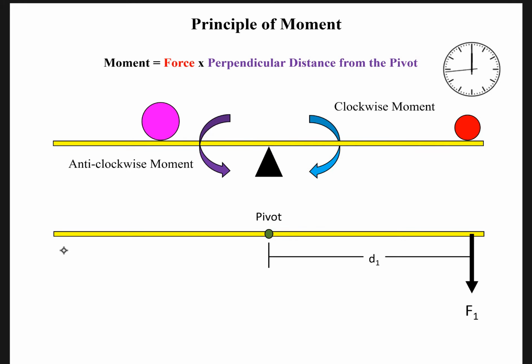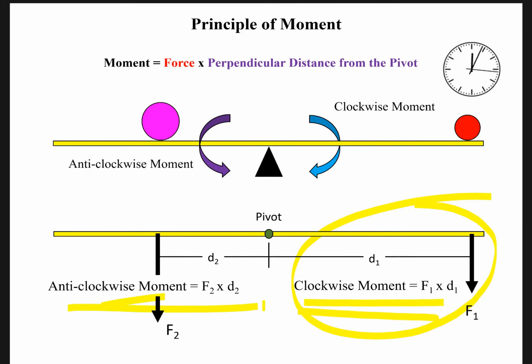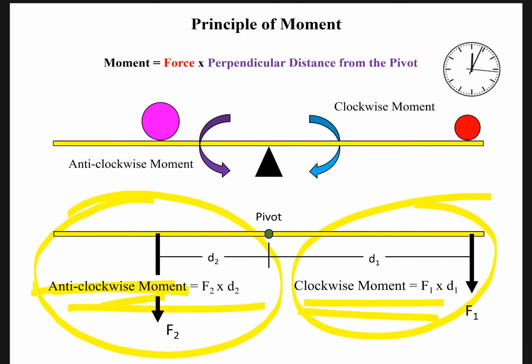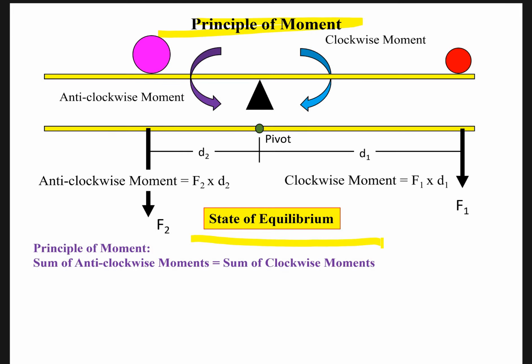Here we have case number 2, in which we have two forces applied on either side of the lever, balancing the lever and achieving the equilibrium state. F1 into D1 is the clockwise moment and F2 into D2 is the anti-clockwise moment. According to the principle of moments, when the state of equilibrium is achieved, it means that the sum of anti-clockwise moments should be equal to the sum of clockwise moments.